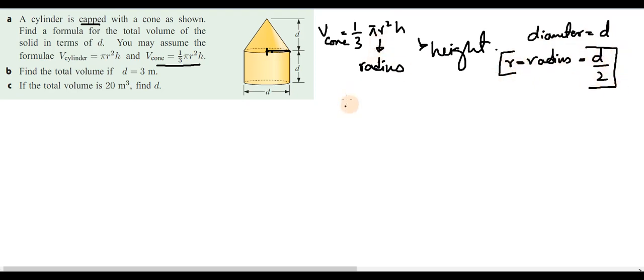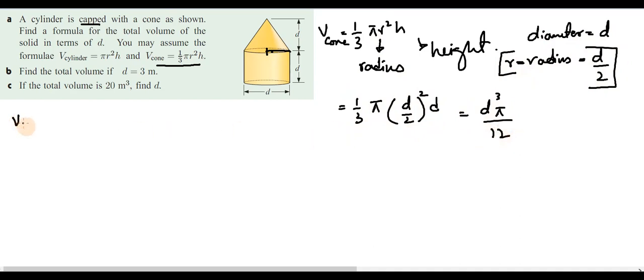I'm going to use this formula. It's 1/3 pi times the radius, which is d over 2 squared, times the height, which is also d. So there we are. It's d cubed pi over, this 2 squared will be 4, 4 times 3 is 12.